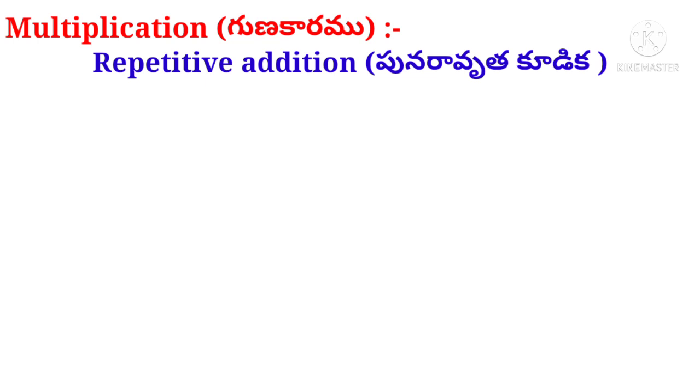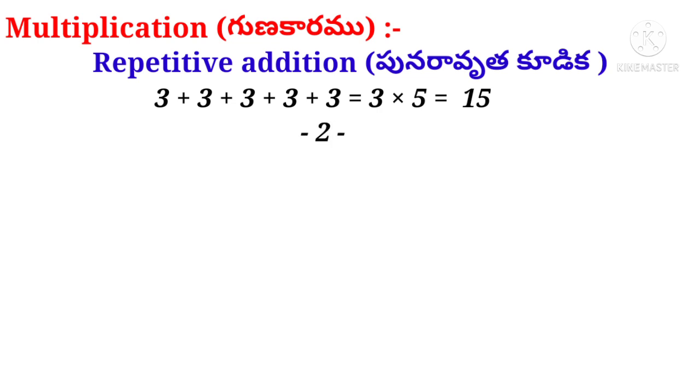For example, if 3 is added for 5 times, 3 plus 3 plus 3 plus 3 plus 3, we get 15. But it takes so much time. But instead of adding 3 5 times, we can just multiply 3 by 5. That is 3 into 5, which is equal to 15. Same answer, but we get it fast.